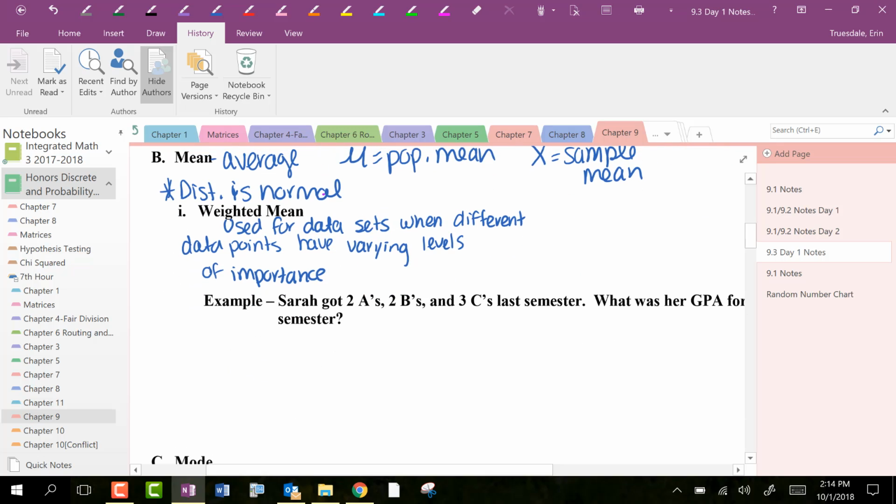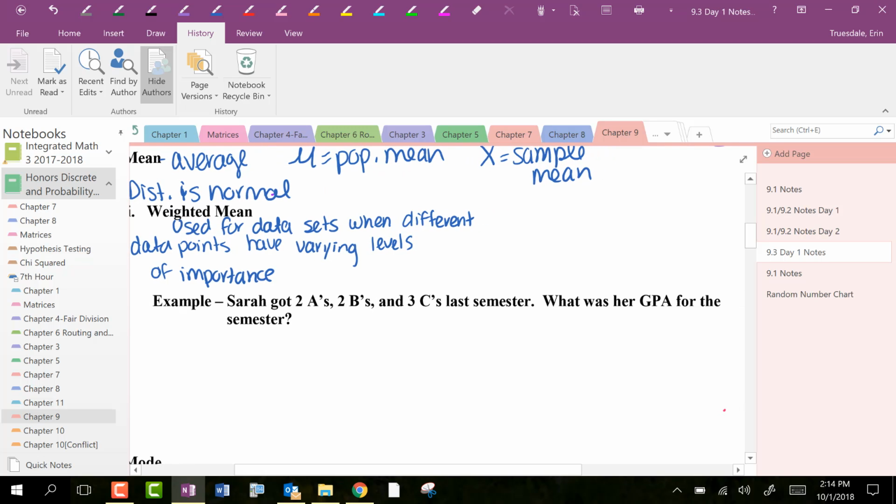So let's do this example. Sarah got 2 A's, 2 B's, 3 C's last semester. What was her GPA for the semester? For every A that you get, you earn 4 points. For every B, you earn 3. And for every C, you earn 2. So this would be a weighted mean.